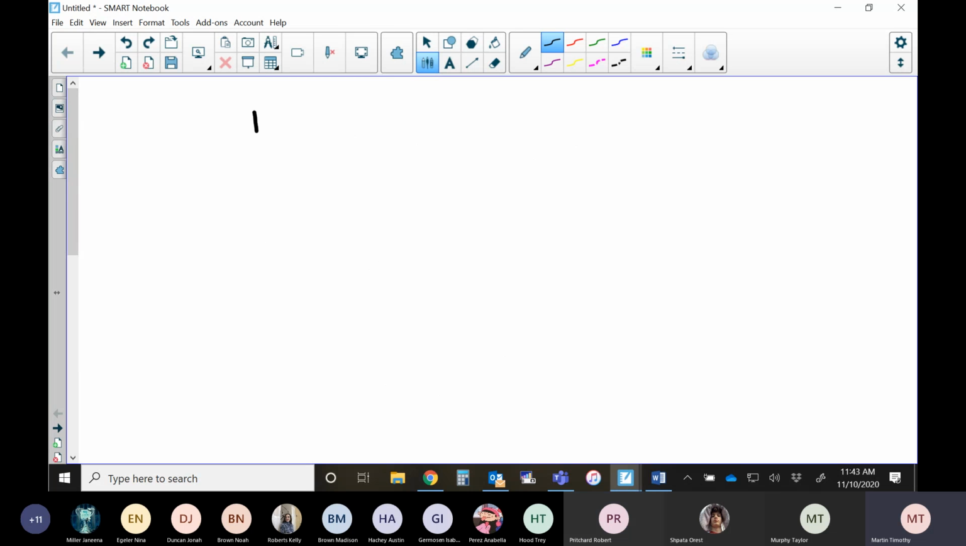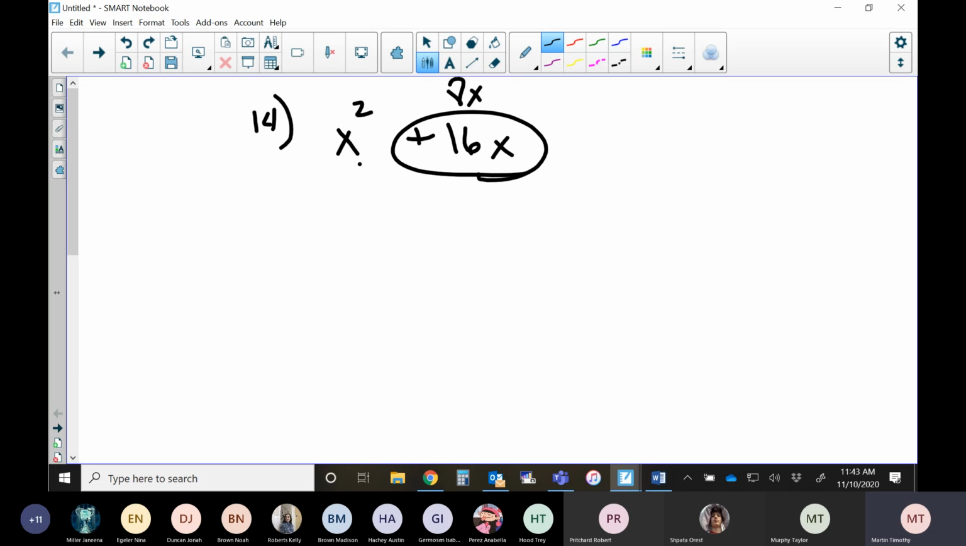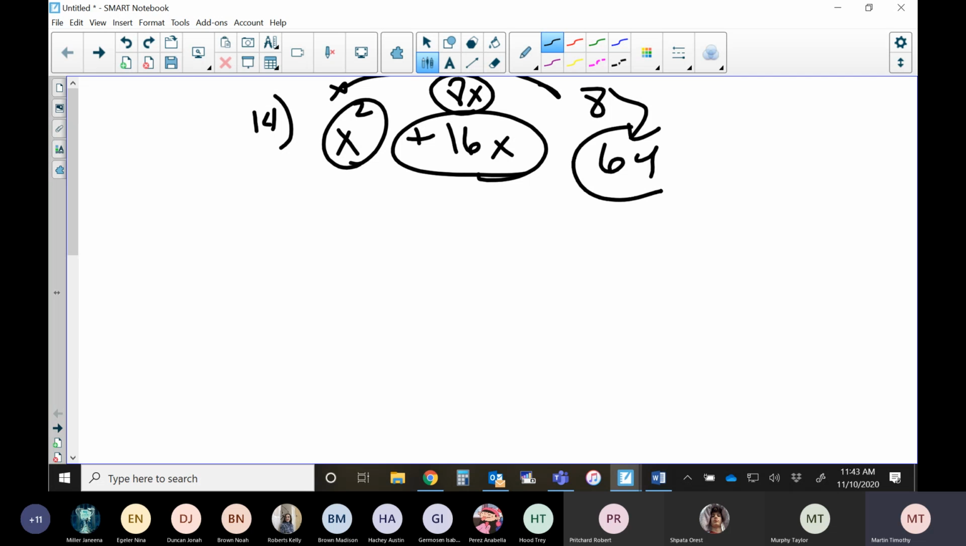Number 14. How do I find the missing value for completing the square? Well, I gave you easy ones on this test. Divide that by 2, it's 8x. The square root of this is x. This times this has to get me here. Well, that means I'm missing an 8. 8 squared would be 64. My missing thing is 64.